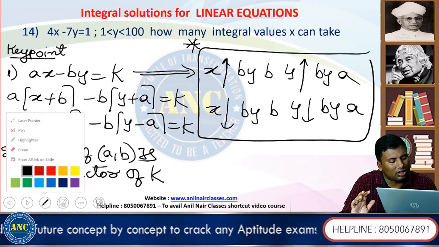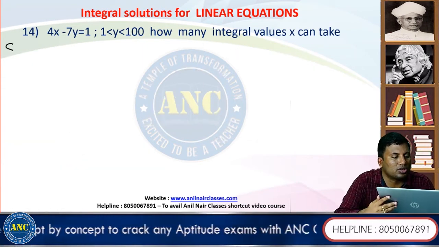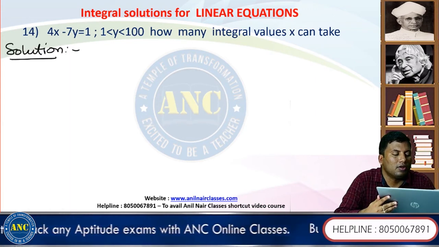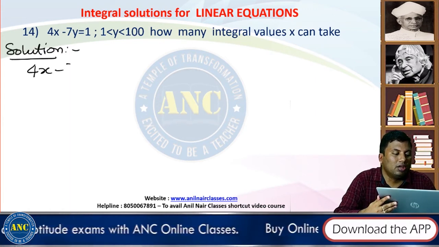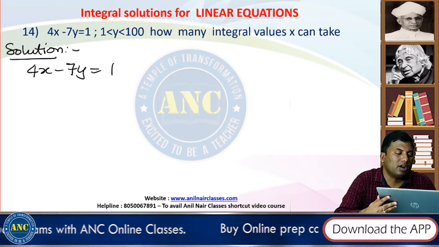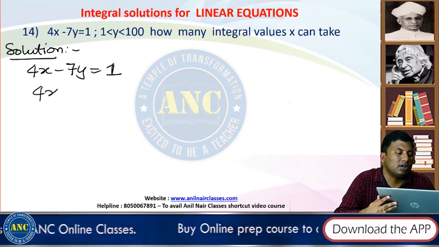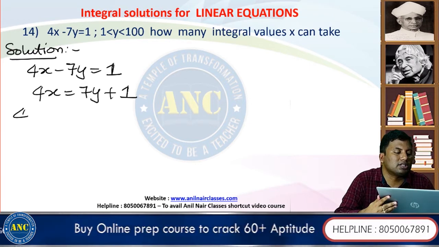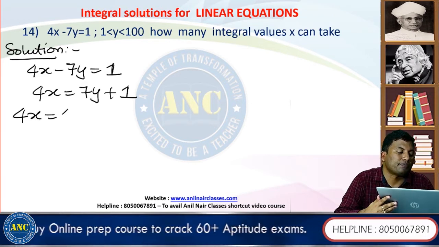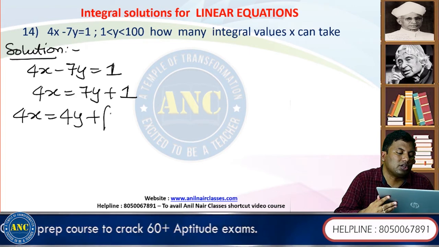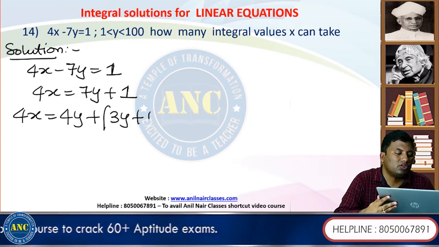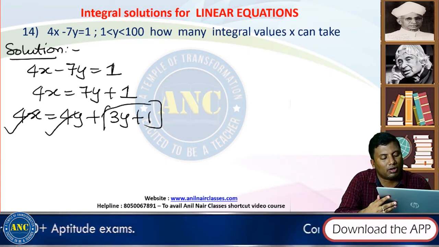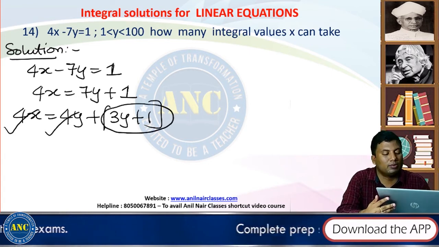Now, let us solve the question. How will I solve this question? Solution. 4x minus 7y equivalent to 1. So, 4x is equivalent to 7y plus 1. 4x is nothing but 4y plus 3y plus 1. This is divisible by 4, so 3y plus 1 should be divisible by 4.